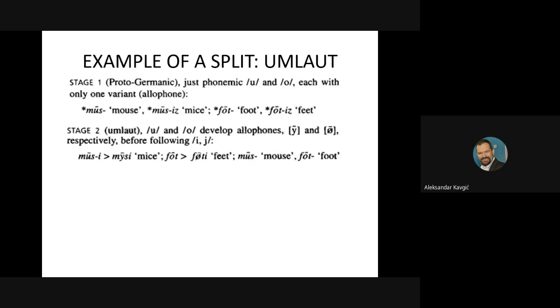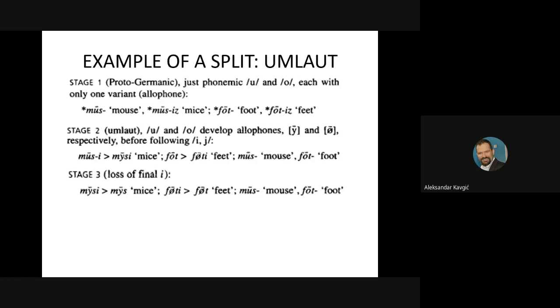What happens is that due to other changes, although you have this allophone, so original U when it's followed by E becomes Ü, original O when it's followed by E becomes Ö, then you lose E. So you lose E, but you still pronounce the plural of mouse as mice. You still pronounce the plural of foot as feet. You still pronounce lice. Yes, it was lüsi for lice originally.